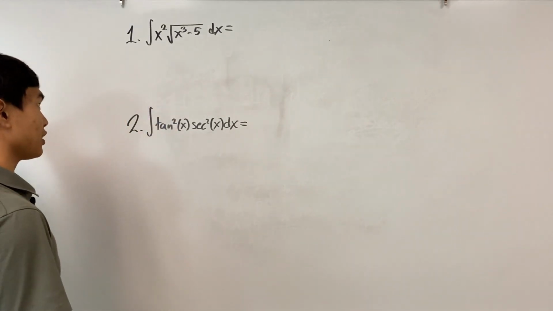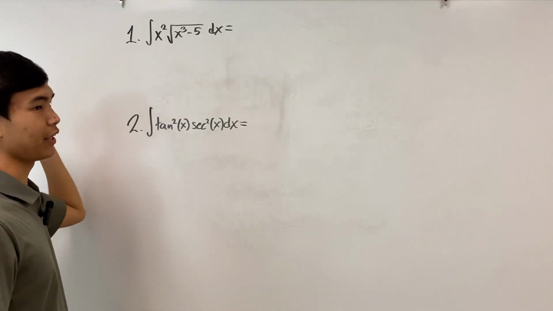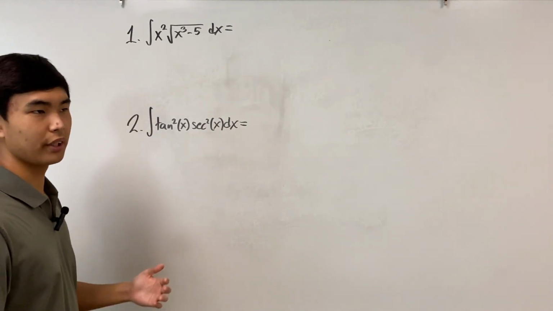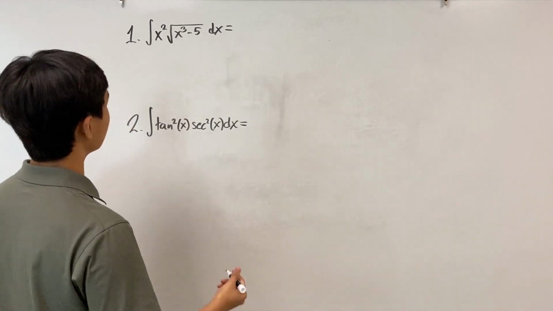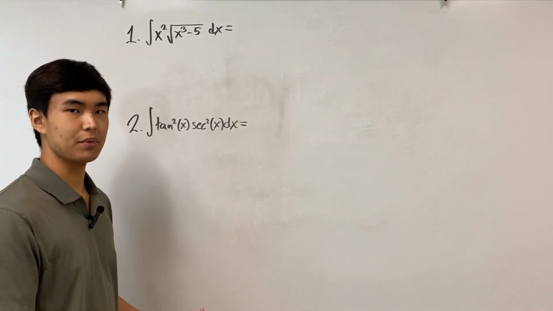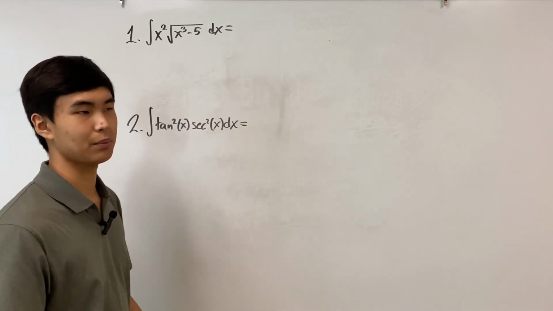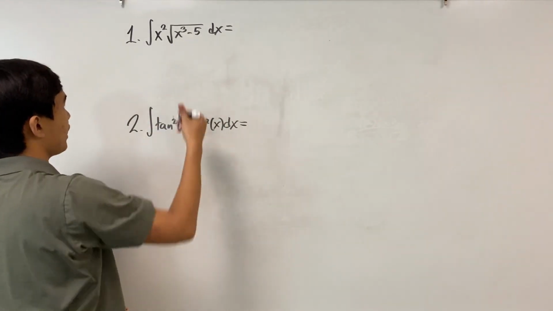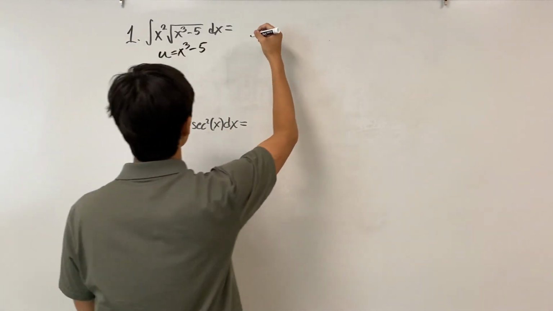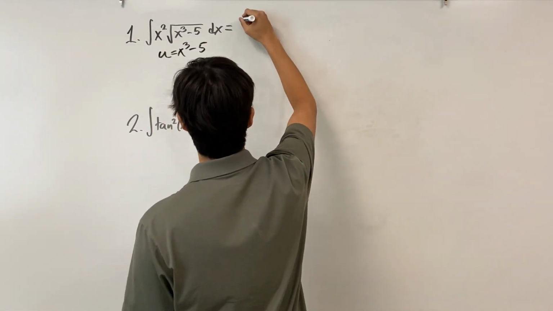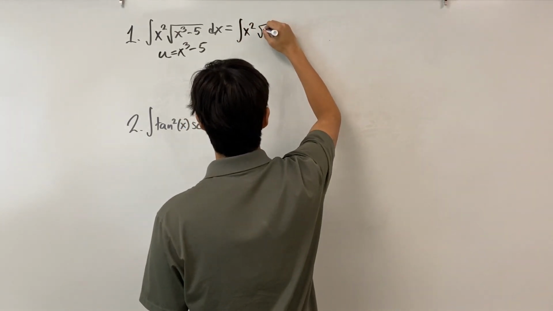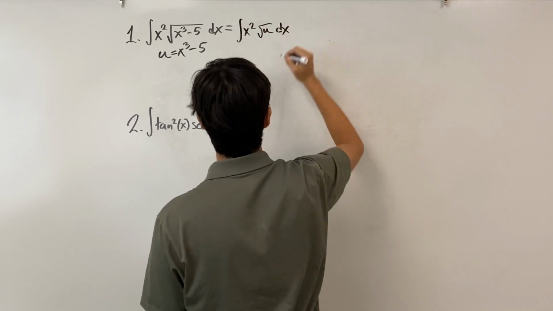So right off the bat, this is probably one of the most complicated things we've done so far. So how can we simplify it? Well, it all begins by choosing a good u. You want to choose a u that gets the most amount of terms into the simplest form possible. Let's try x cubed minus 5. So when we make our substitution, we have integral of x squared square root of u dx.